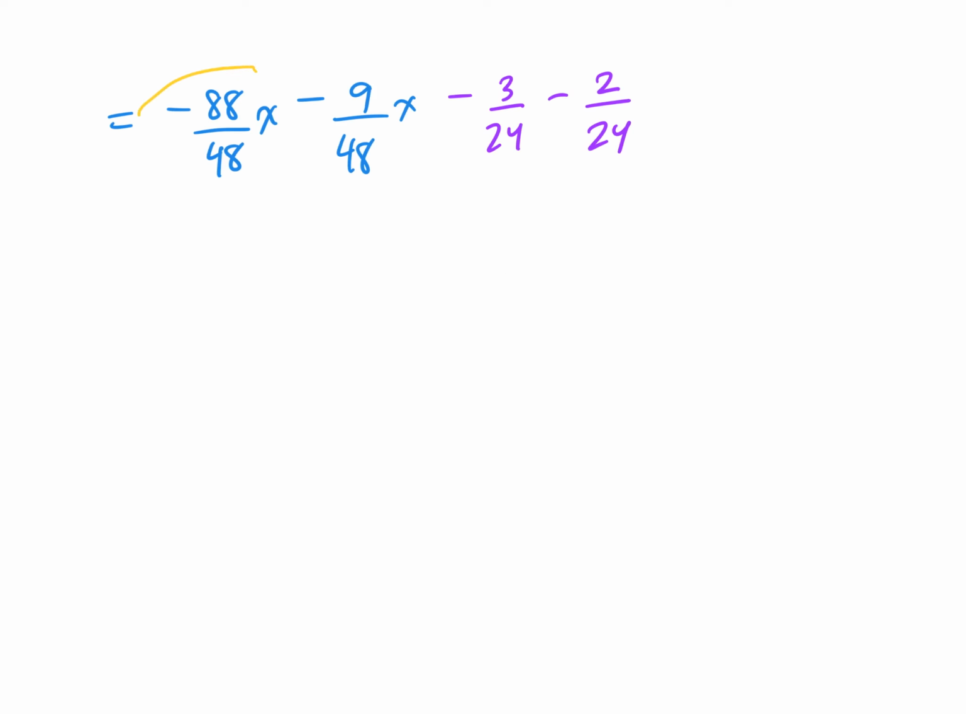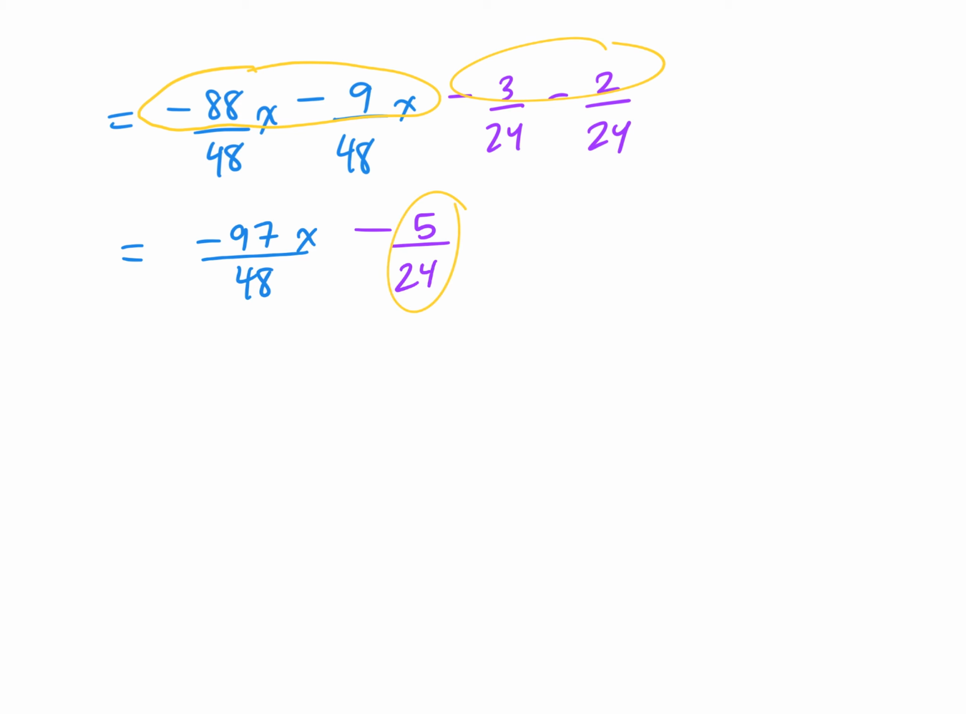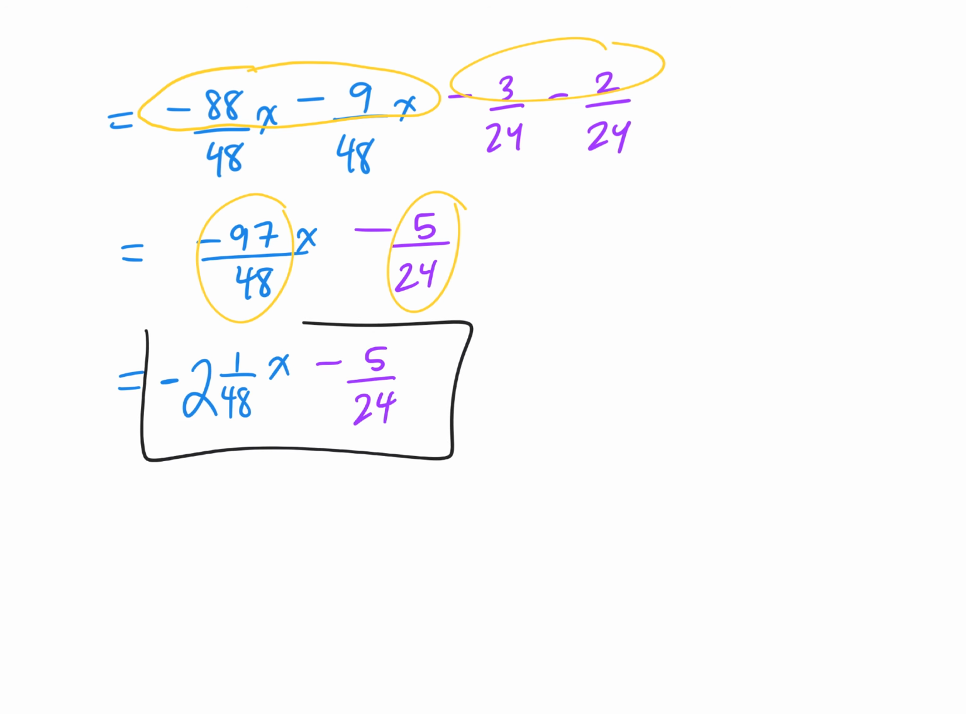Okay, so now we have negative 88x minus 9x is equal to what? Negative 97x over 48. And then negative 3 take away 2 is what? Negative 5. So that's done because I can't reduce that. That's lowest terms. Can we put this into a mixed number? How many times does 48 go into 97? Twice, with how much left over? Yes, so it's negative 2 and 1 over 48x minus 5 over 24. That is the final answer.